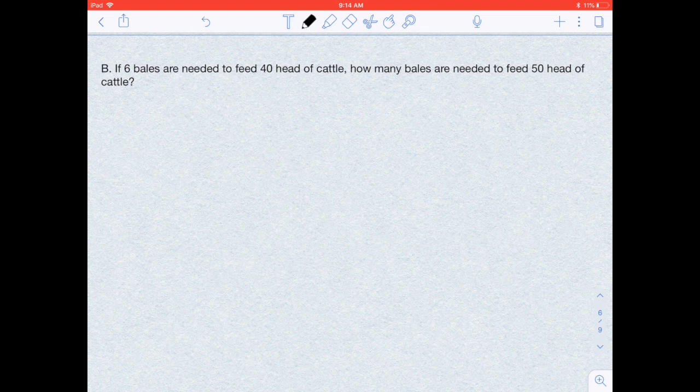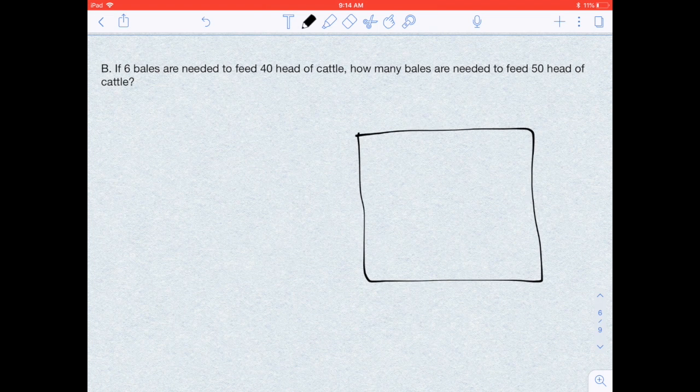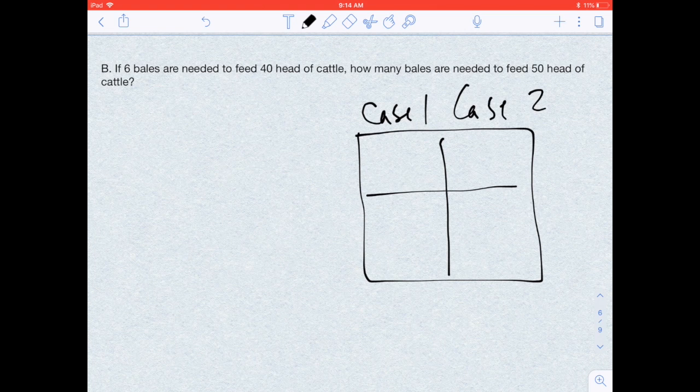Okay, if 6 bales are needed to feed 40 head of cattle, how many bales are needed to feed 50 head of cattle? So I make my ratio box and think about how strange it is that we say head of cattle, but that's what we do. Case 1, case 2. This is our cattle. Cattle are cows, if you don't know that. But you live in Missouri, so you probably do.